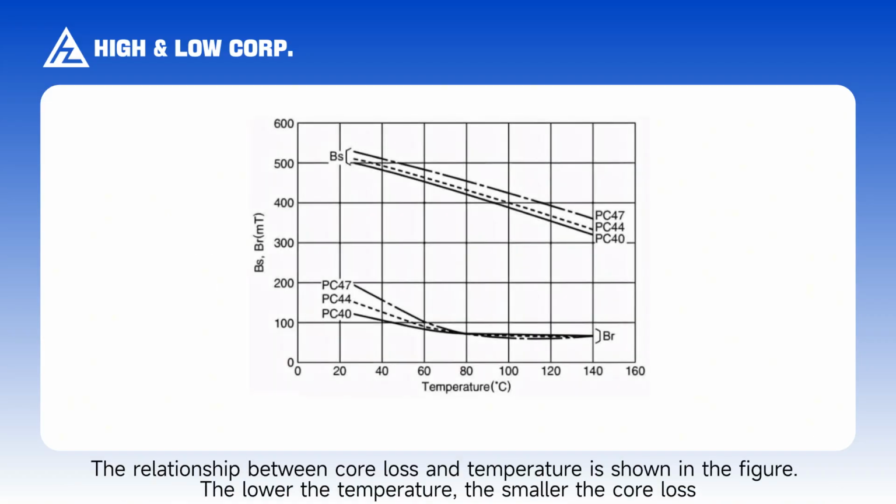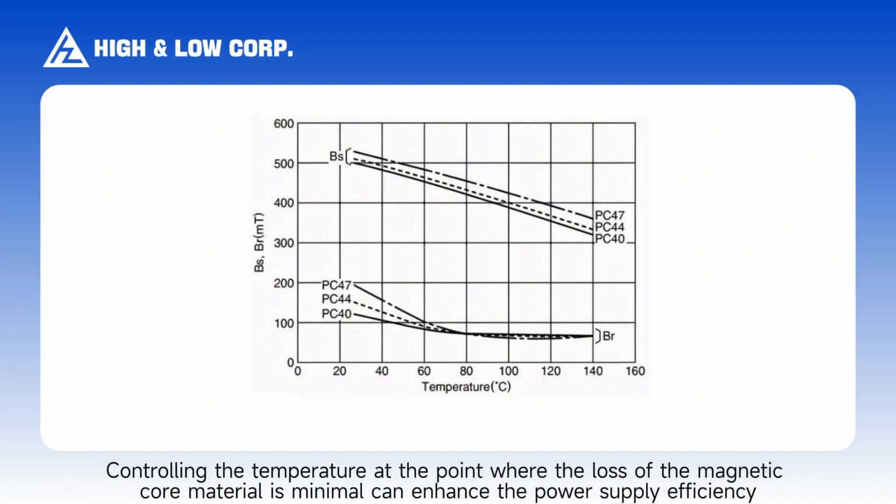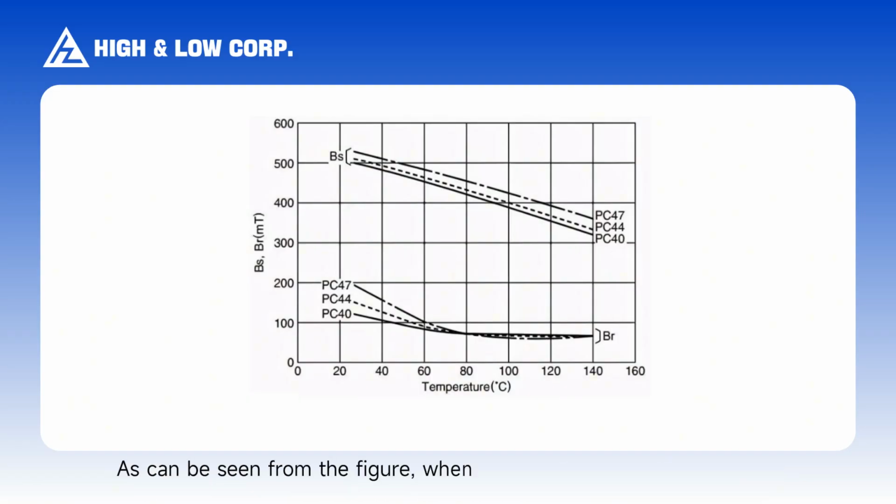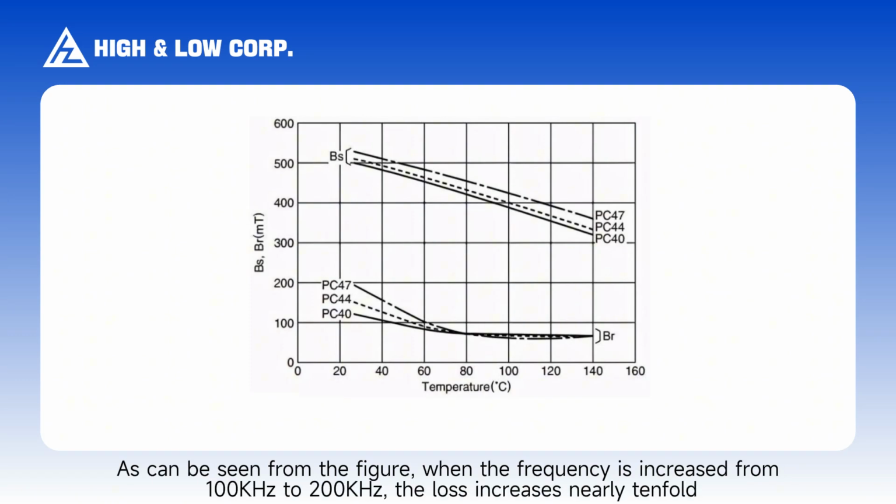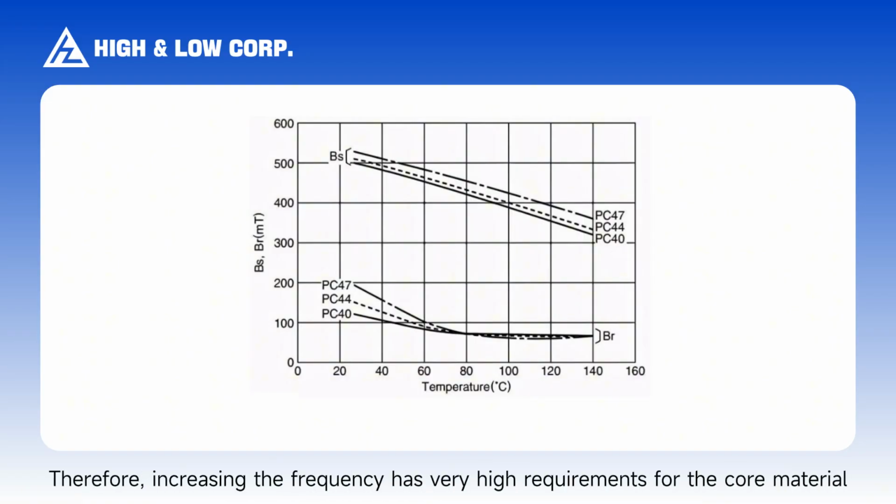The relationship between core loss and temperature is shown in the figure. The lower the temperature, the smaller the core loss. Controlling the temperature at the point where the loss of the magnetic core material is minimal can enhance the power supply efficiency, as can be seen from the figure. When the frequency is increased from 1 kHz to 200 kHz, the loss increases nearly tenfold. Therefore, increasing the frequency has very high requirements for the core material.